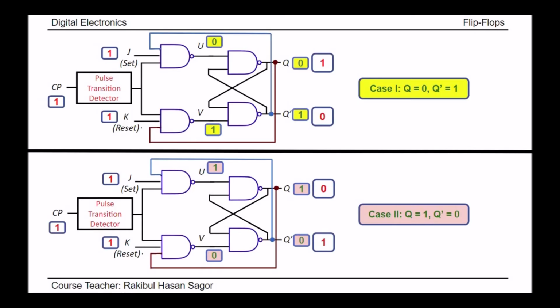So what's happening here? By giving 1 1 input, the outputs are being toggled. If output is 0, then it becomes 1. If output is 1, it becomes 0. So output is inverted or toggled. That's why this mode is named as toggle mode.